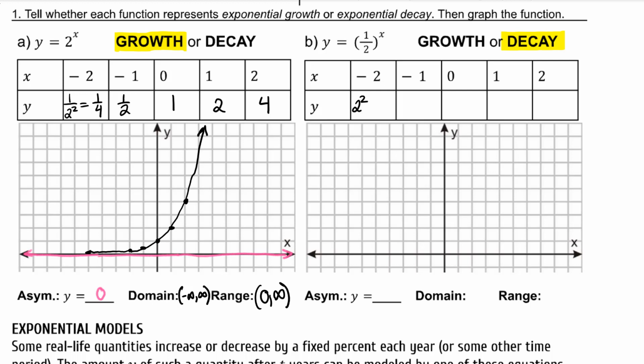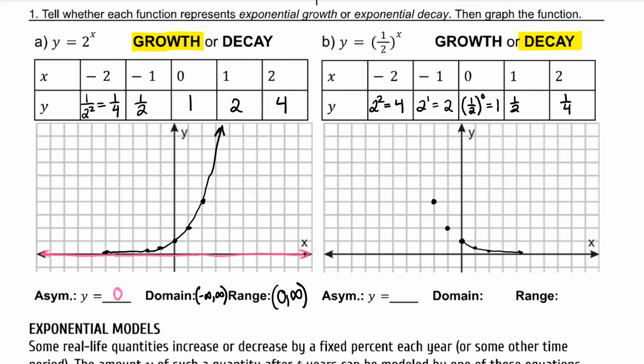1/2 to the negative 2 is really just 2 to the positive 2. 1/2 to the negative 1 is 2 to the positive 1. 1/2 to the 0 is 1. 1/2 to the 1 is 1/2. And 1/2 to the 2 is 1/4. Graph these points. And again, we have an asymptote at y equals 0, with the same domain and range as y equals 2 to the x. That domain and range do not change unless you have horizontal or vertical shifts.